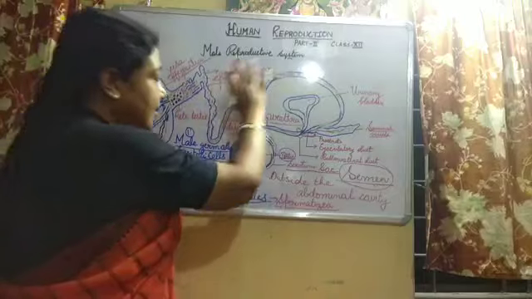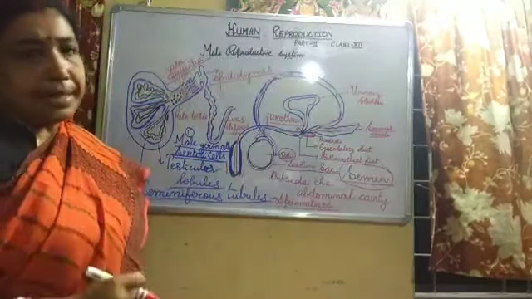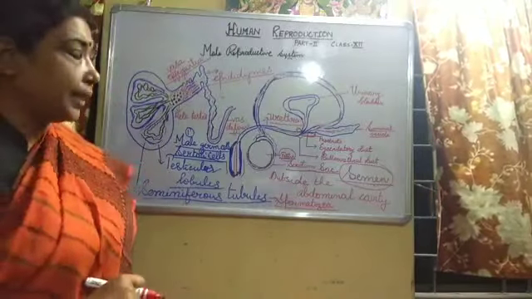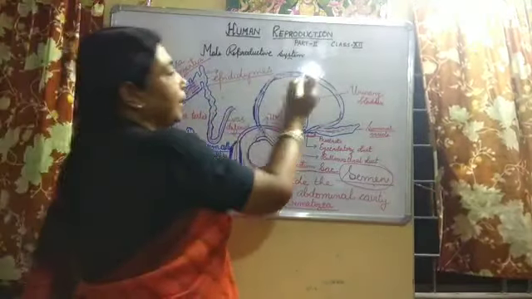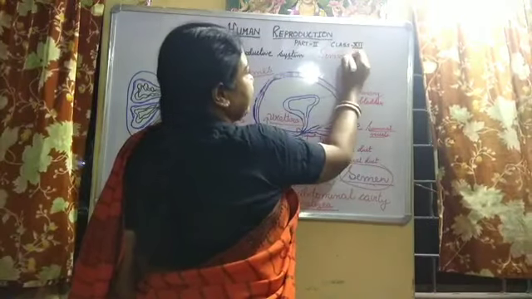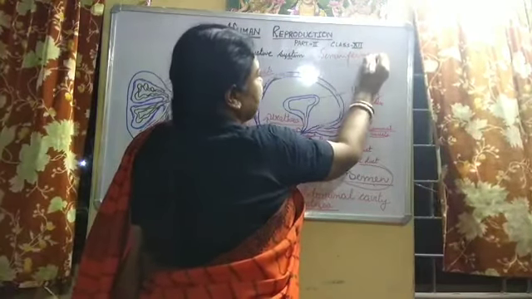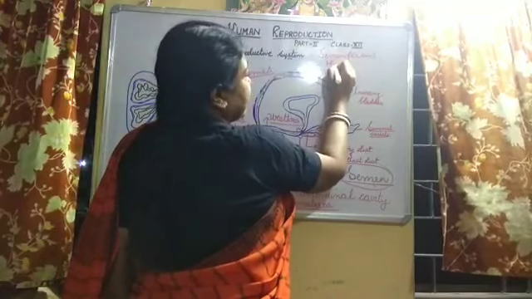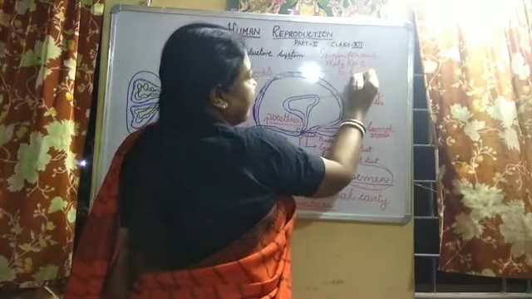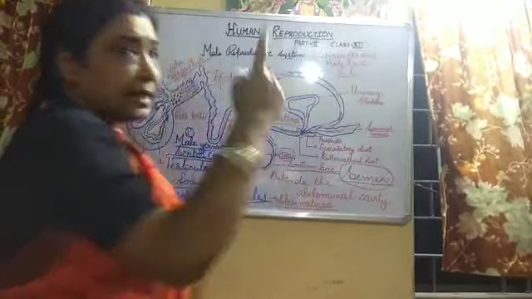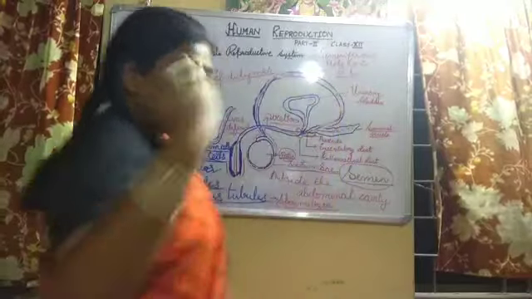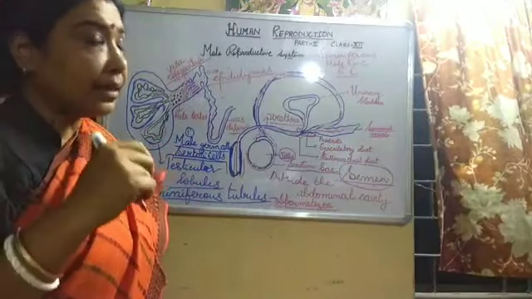Now one more important thing is left, which I forgot to mention over here. I told you all that the seminiferous tubules consist of two types of cells, the male germ cell and Sertoli cells. Haven't I told you all? Male germ cells will become the male gamete, the spermatozoa, and Sertoli cells give nourishment, supporting it.